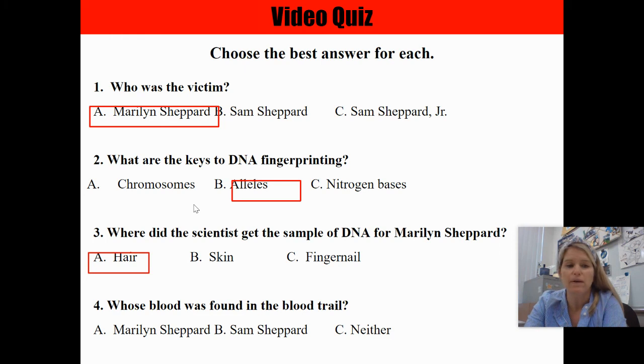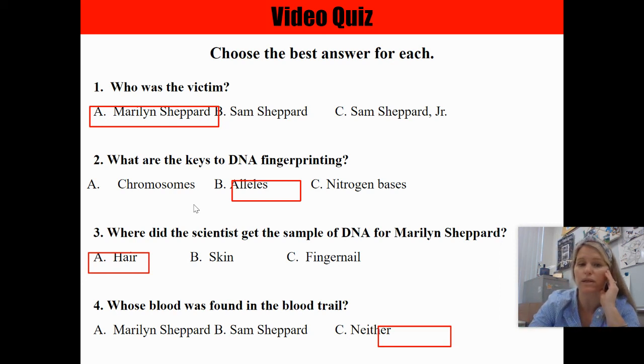Whose blood was found in the blood trail? Neither. So whose blood was it probably? It was probably the suspect, whoever committed the crime, since it wasn't Marilyn's and it wasn't her husband's. It had to be whoever committed the crime. But again, they don't have CODIS at that point, right? And there's no way to figure it out. They don't have any other leads.